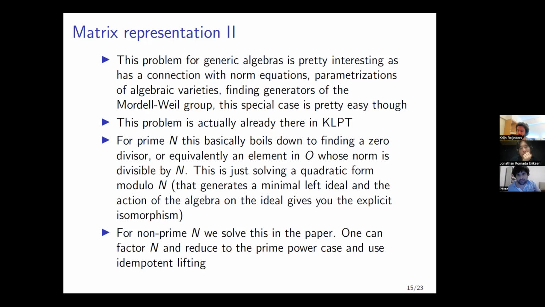It just means you want to find an endomorphism whose degree is divisible by n. Then you write down the norm equation of your maximal order and solve that modulo n. That's solving a quadratic form modulo n, and that is pretty easy. So that's how it works for prime n.